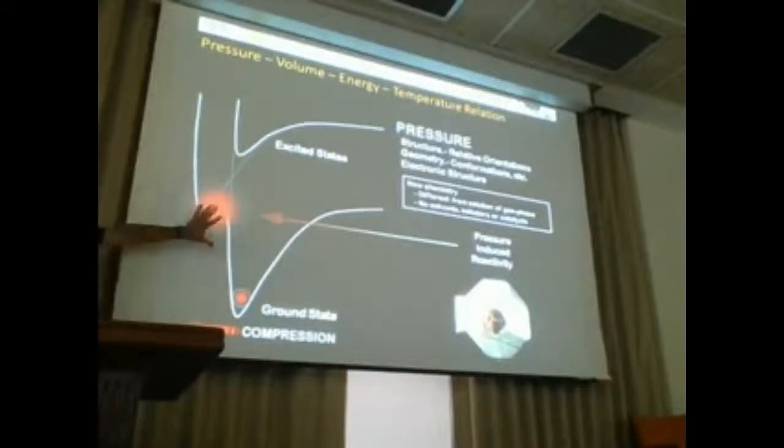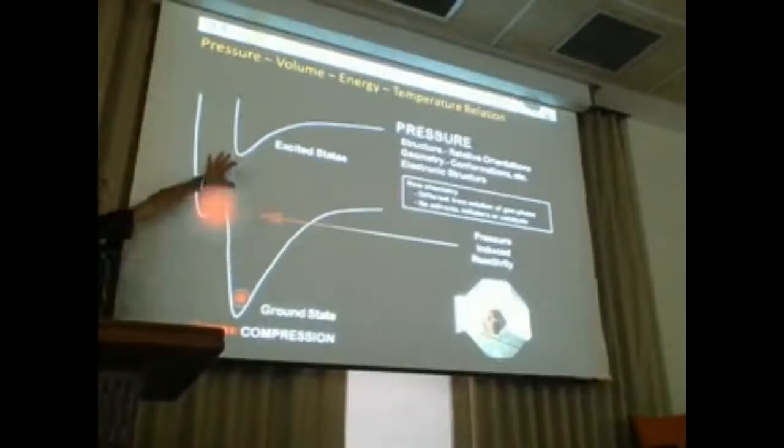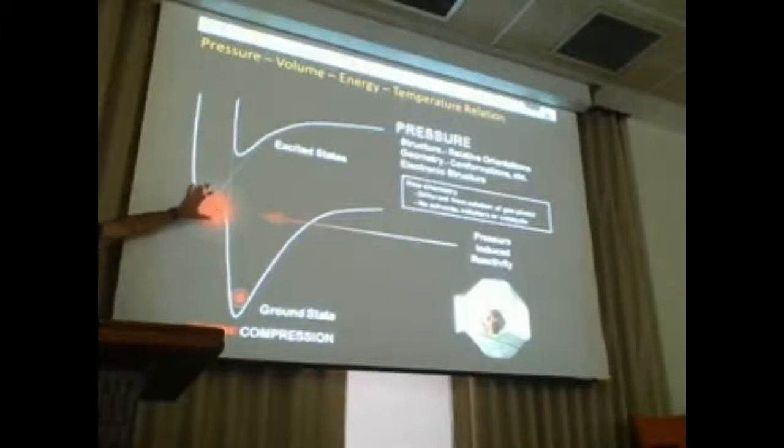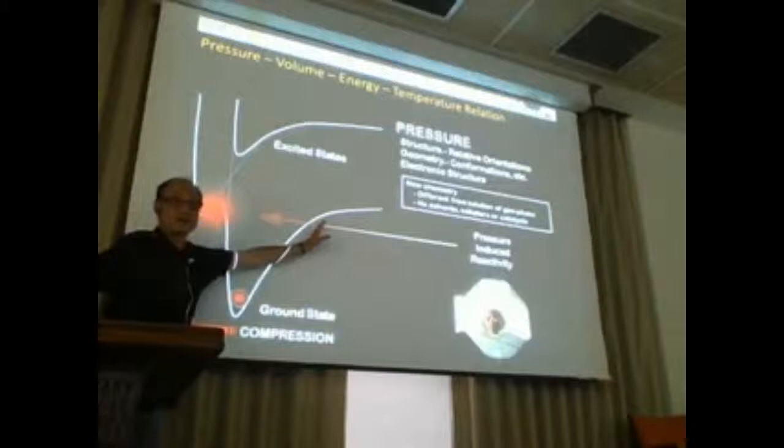Okay, so these simple curves will give you an idea of what we want, and also we have excited states. So the energy can be put into the system by pressure, by temperature, by absorption, to get the system here, to get a new material. Okay, that's the idea of new synthesis, chemistry under pressure, but on this side, not on this side.